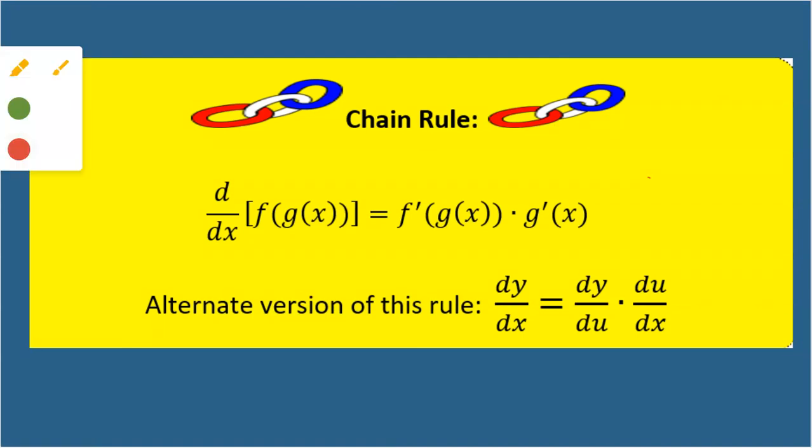The derivative of a composite function is the derivative of f of x evaluated at g of x, multiplied by the derivative of the inside function. How does it work? I'll give you an example. Actually, maybe two. Okay, so here it is. Example one.